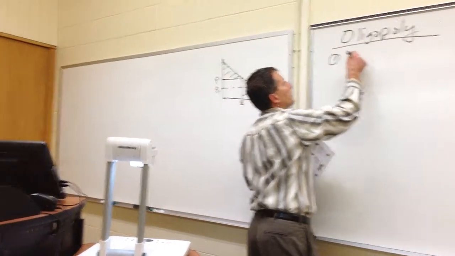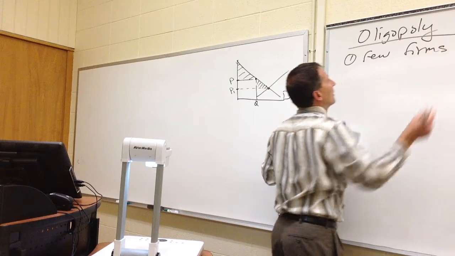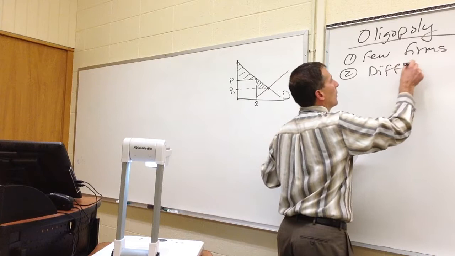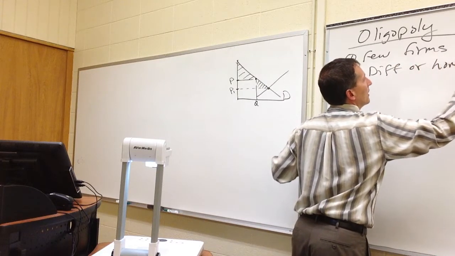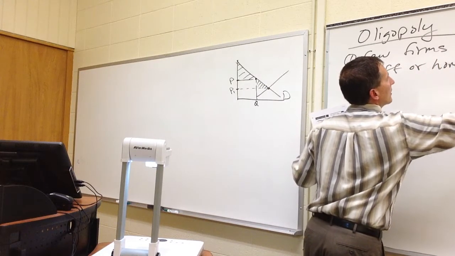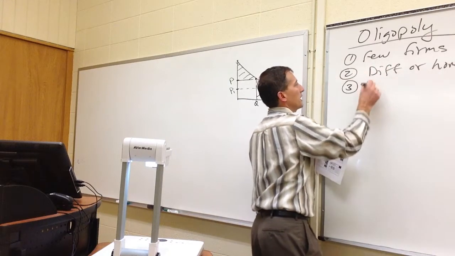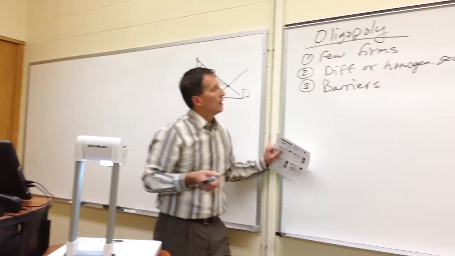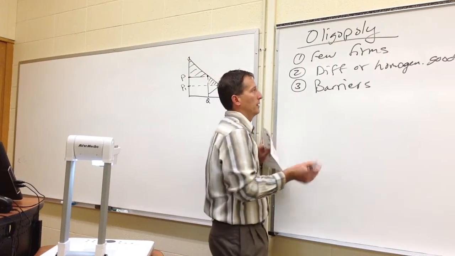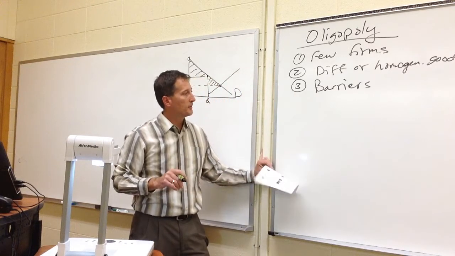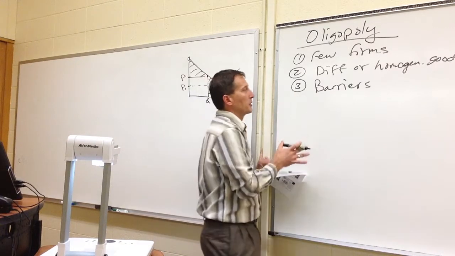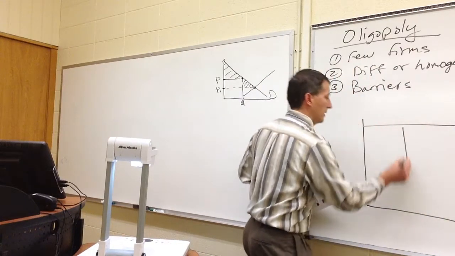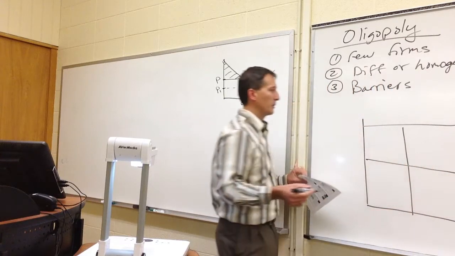So we've got just a few firms acting strategically. We've got a differentiated or homogeneous good. And we've got some barriers to entry. So that sets the tone for these two firms, or a few firms. So we're going to start off today with a game, get our juices flowing, and then we'll do more of this later.